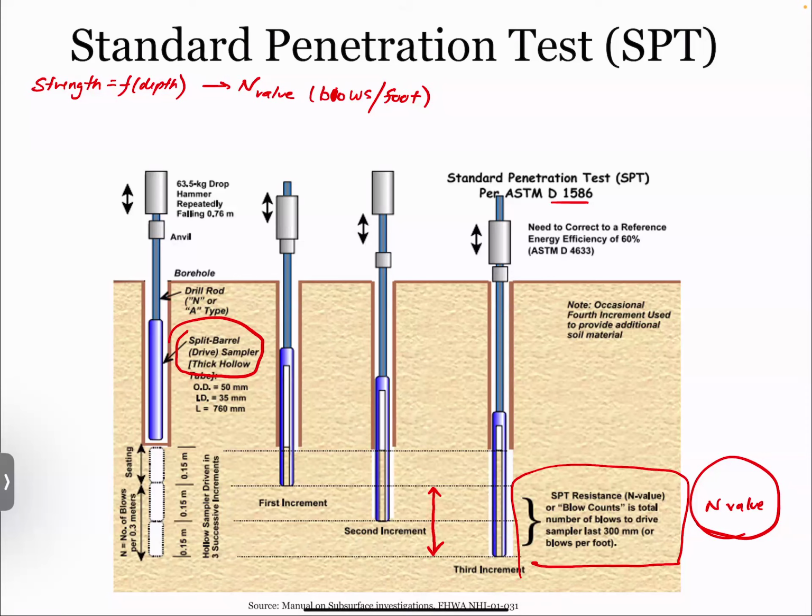So why do you think we still count the first 6 inches, but we don't count them in the N value? Why is that information just disregarded?